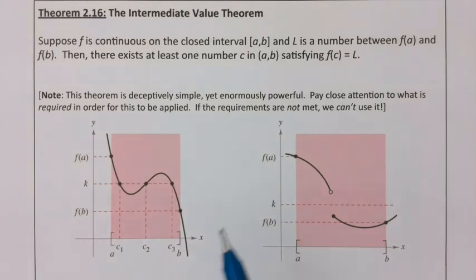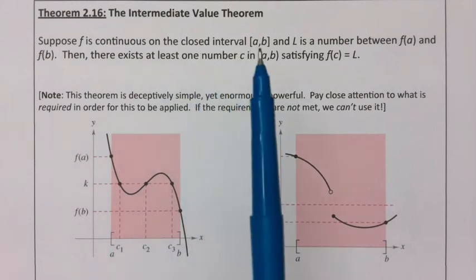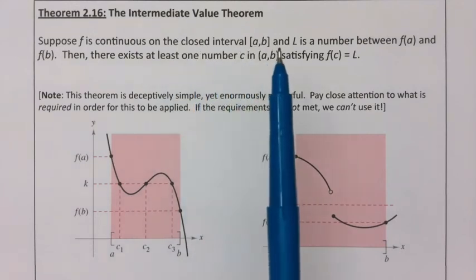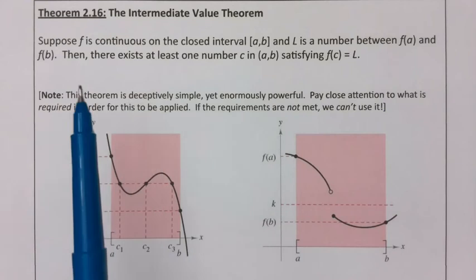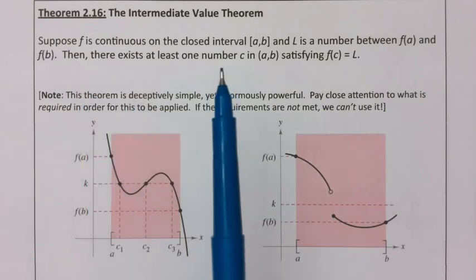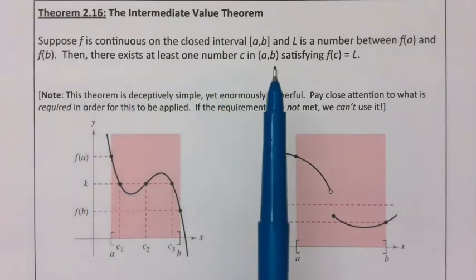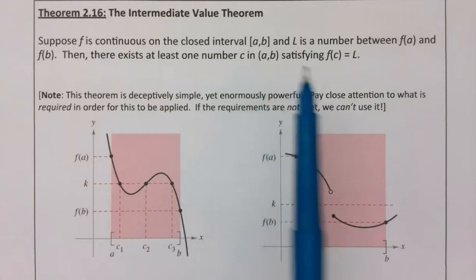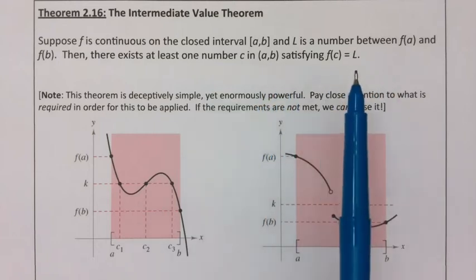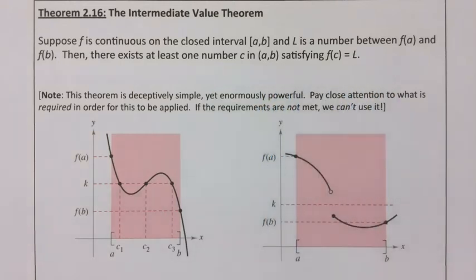So suppose that you have a continuous function on the closed interval a to b, and L is a number between f of a and f of b. Then there exists at least one number c in the open interval a comma b, satisfying f of c is equal to L. Okay, so it sounds more complicated than it is.